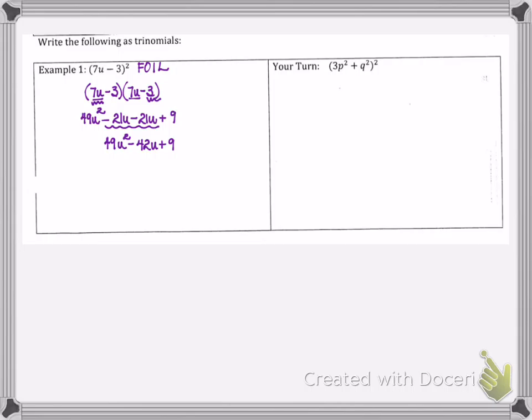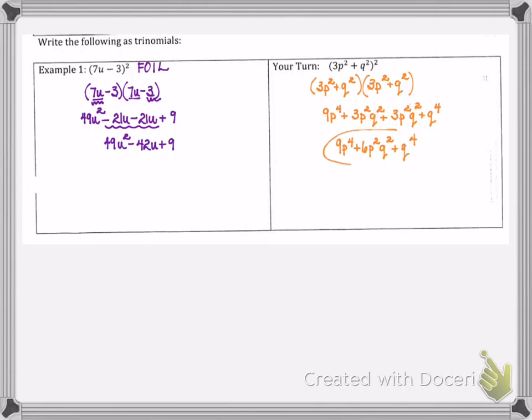Try the your turn right next to that, squaring 3p squared plus q squared. So our your turn gives us a final polynomial of 9p to the fourth plus 6p squared q squared plus q to the fourth, and you can see my work above.